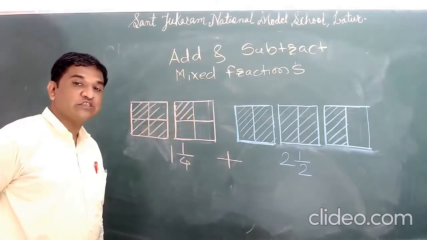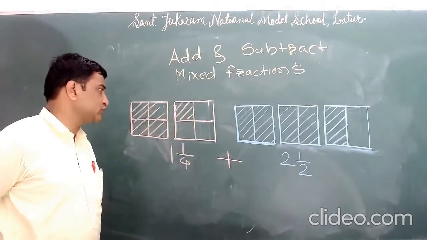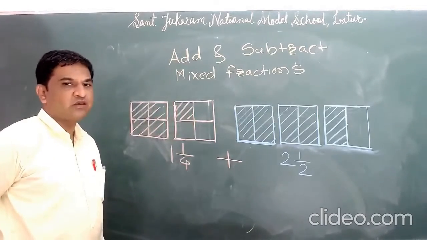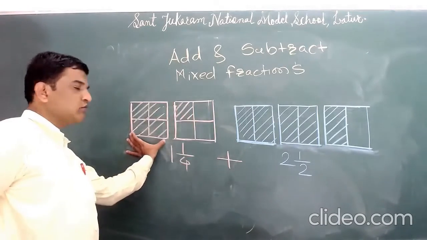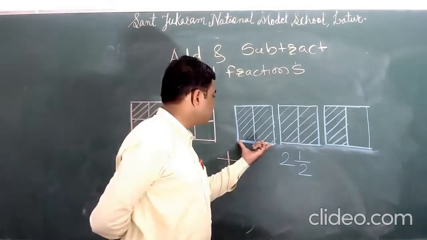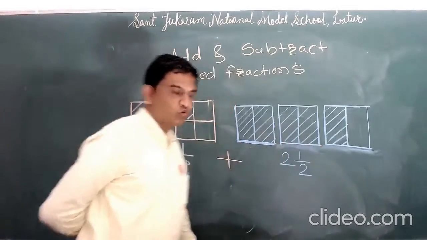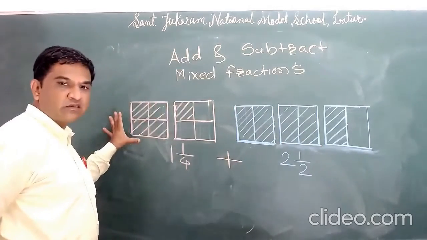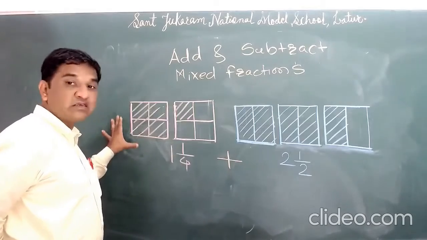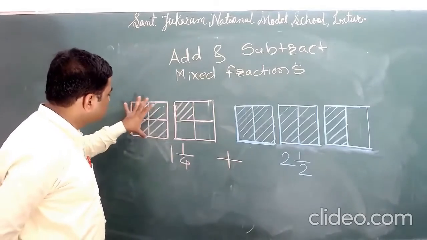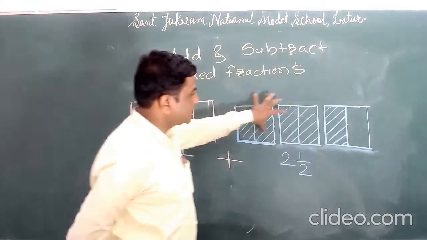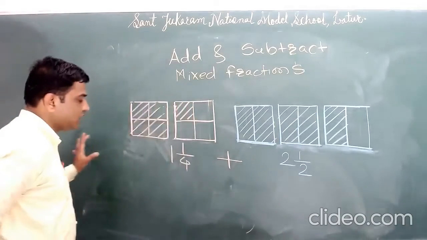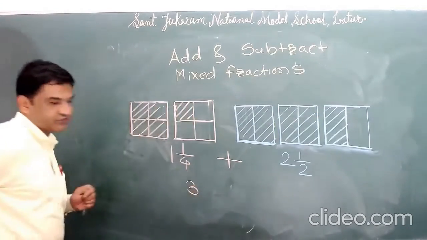Now we have seen addition of unlike fractions. Now how to add mixed fractions? The addition is very easy. You can see that there is one whole, and you can see that there are two wholes. So we are assuming that the size of the whole, or the size of the squares, is the same. So we are going to add this square with these two. Means we are totally having three shaded squares.